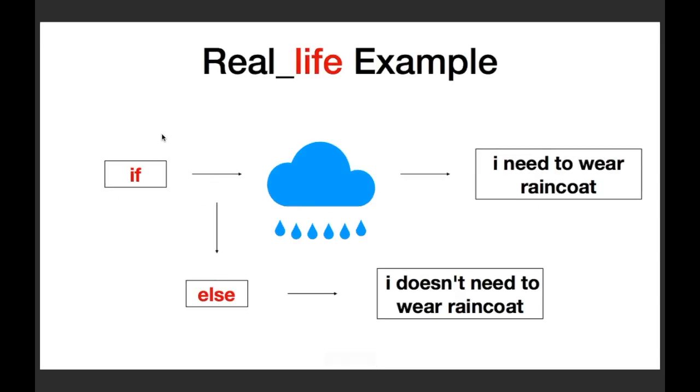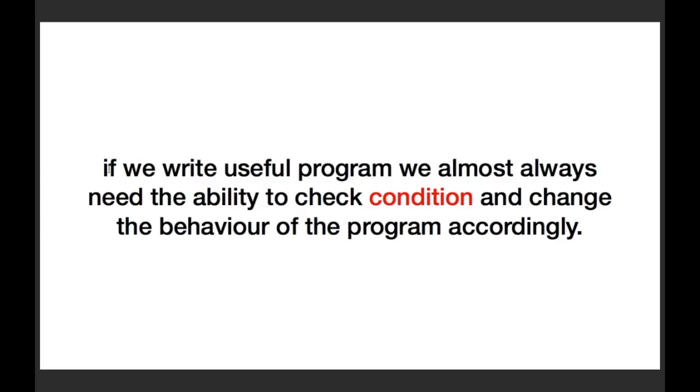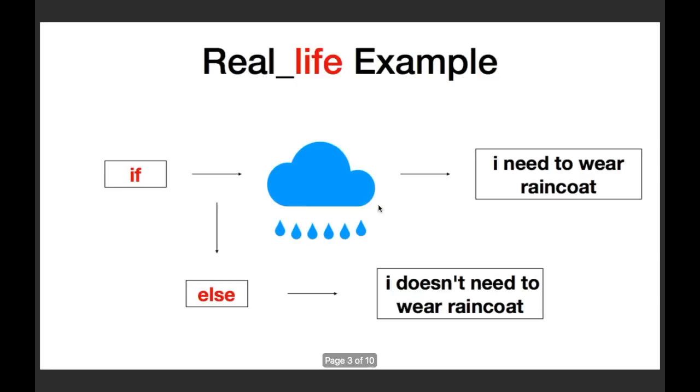First of all, we are going to see a real life example so you can easily understand what the if and else statement is. If it is raining outside, I need to wear a raincoat. If it is not raining outside, or else, I don't need to wear a raincoat. So this is how the if and else concept works. If we write a useful program, we almost always need the ability to check a condition and change the behavior of the program accordingly. So here, the program is going to change according to the condition. If it is raining, I need to wear a raincoat. If it is not raining, I don't need to wear a raincoat.